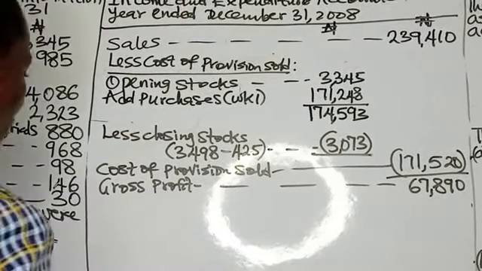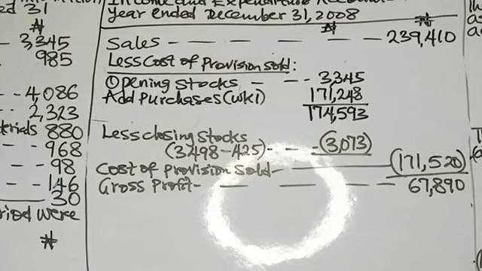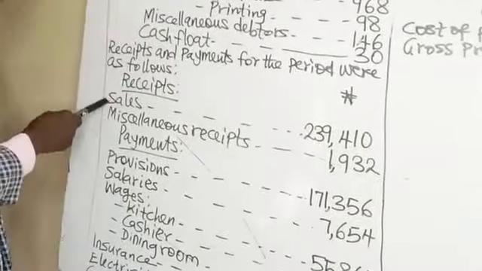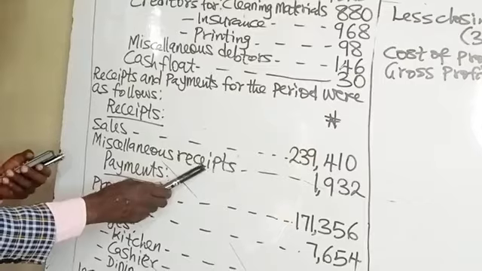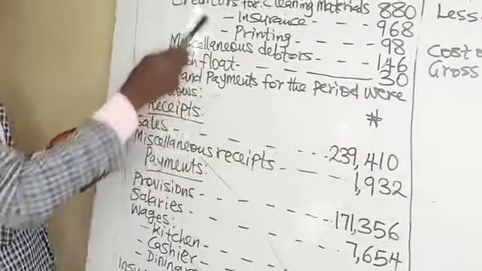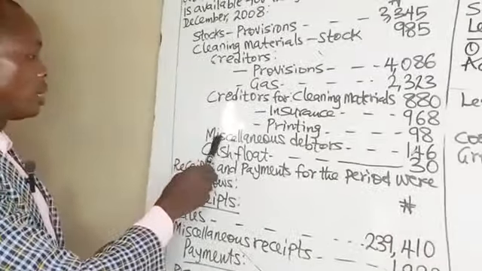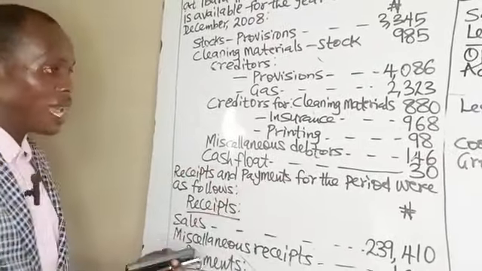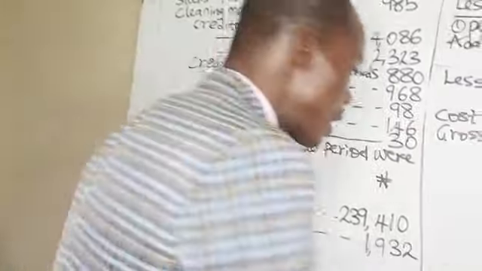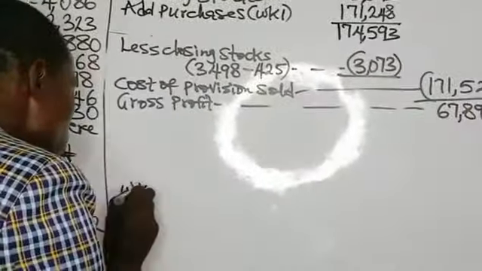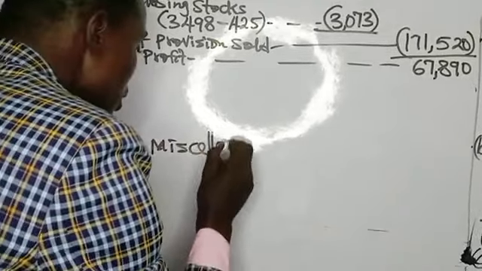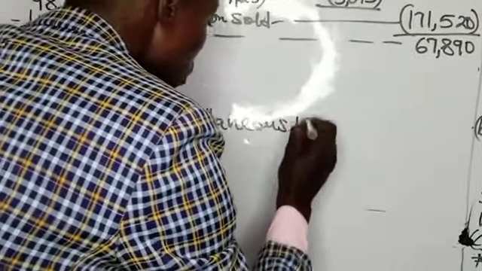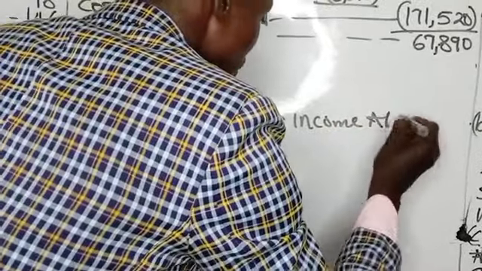Then, back to the receipts and payment account. We want to check if there are other items of income or receipts. The sales have been considered. Then we are left with miscellaneous receipts. And if you go to the opening entries, you have miscellaneous debtors. Now let's open miscellaneous income account, work number 2.